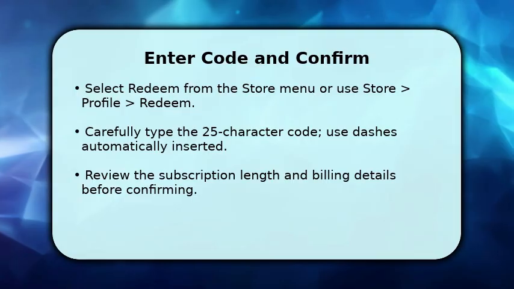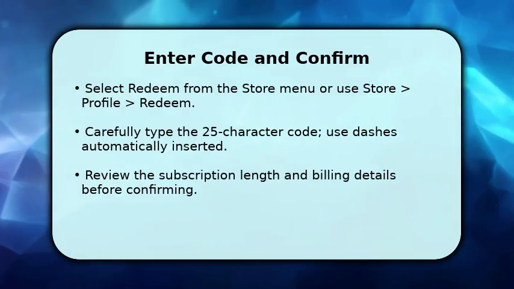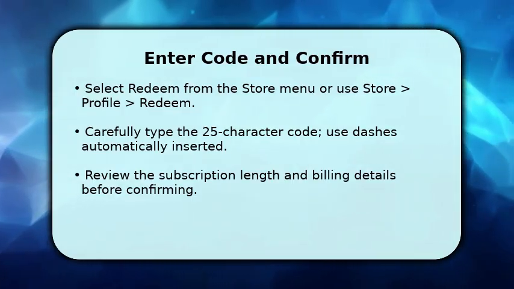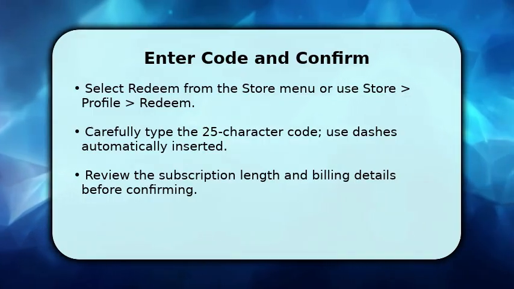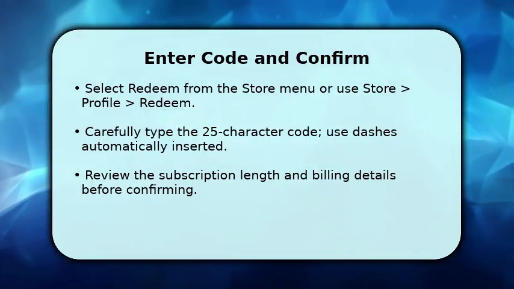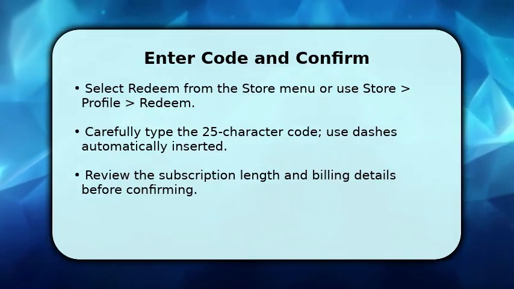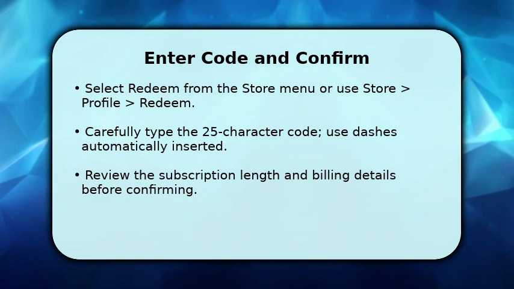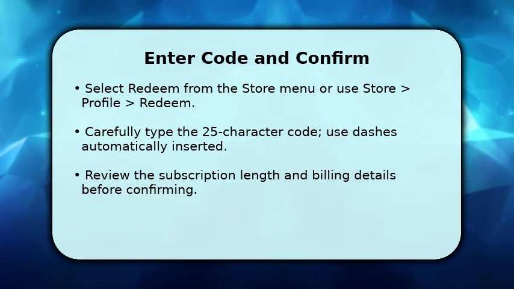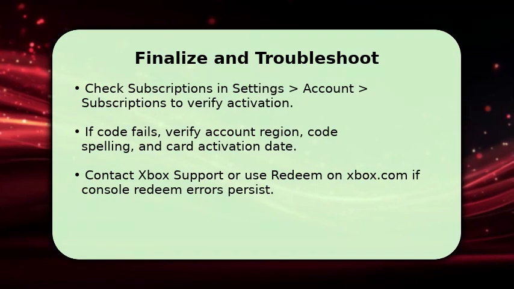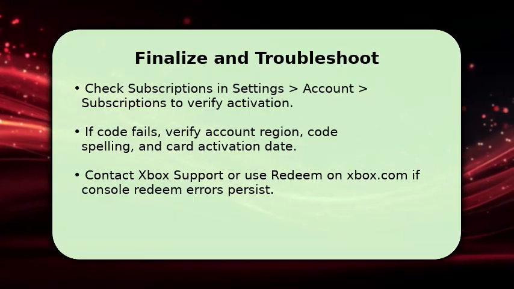After entering the code, the console shows what you're redeeming, length, included perks, and billing changes. Confirm the purchase to apply the Game Pass, and wait for the success confirmation so you know it linked correctly to your Xbox. After confirmation, go to Settings, Account, Subscriptions to verify the Game Pass appears and the expiry date is correct. This confirms activation.